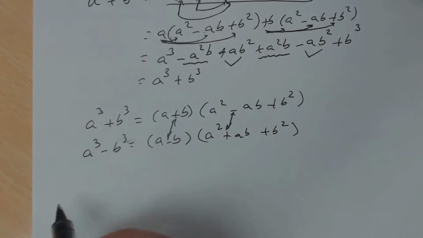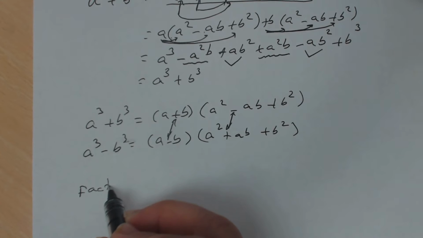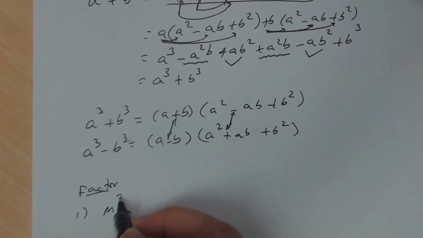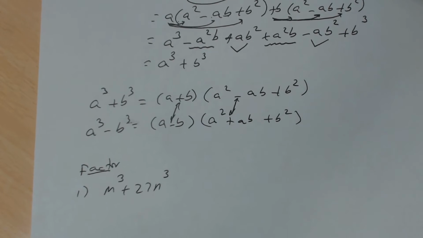All right? Okay, so let's go ahead and factor this example. This will be number 1. Let's suppose we had m cubed plus 27n cubed. All right, so the GCF here is 1. Now let's see if this is the sum of two cubes. Since the exponent is 3, let's see if it's the sum of two cubes.